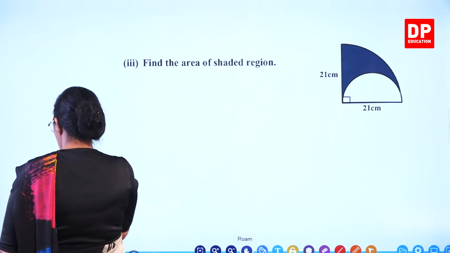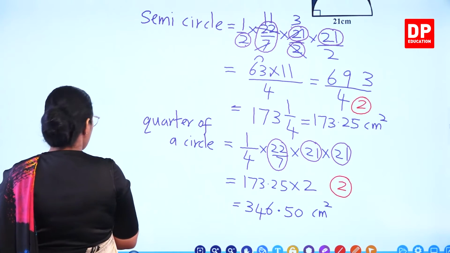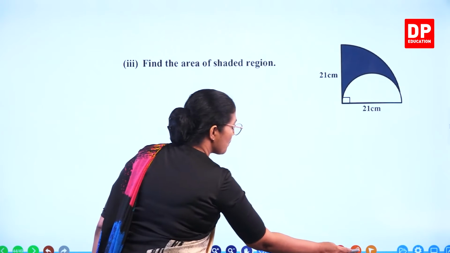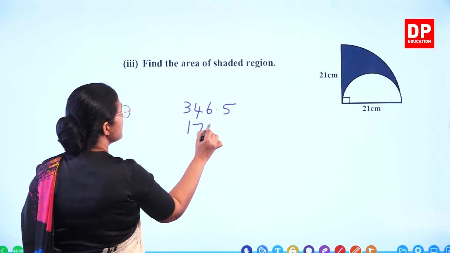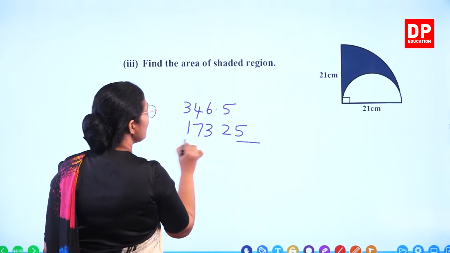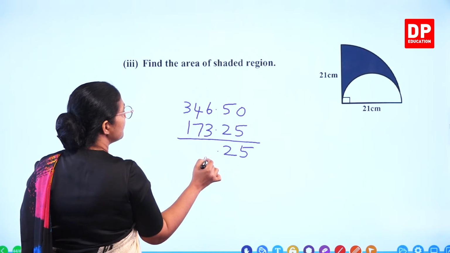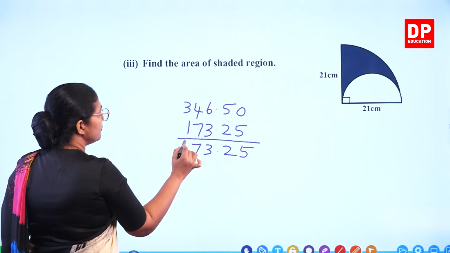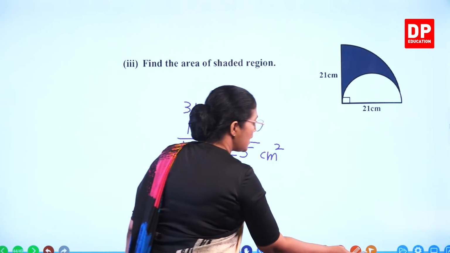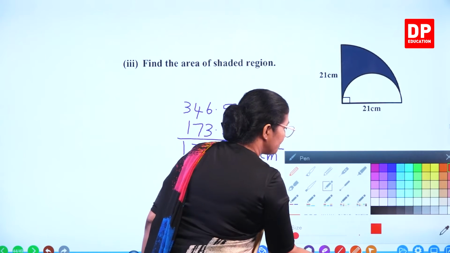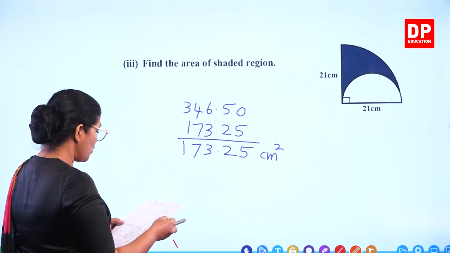So let's subtract 346.5 minus 173.25. When you subtract, you get the same answer. 173.25 square centimeters is the shaded area. So let's see how many marks for that part. You get 2 marks.